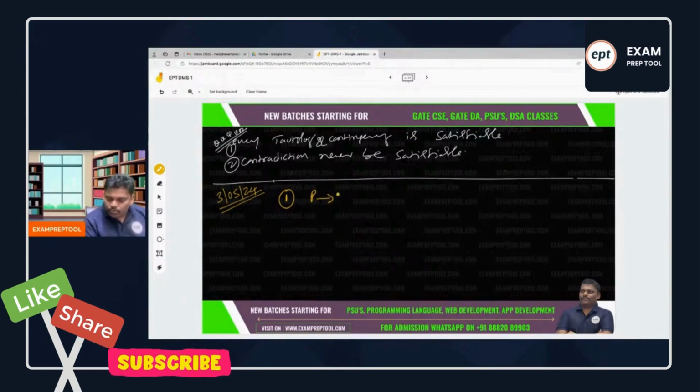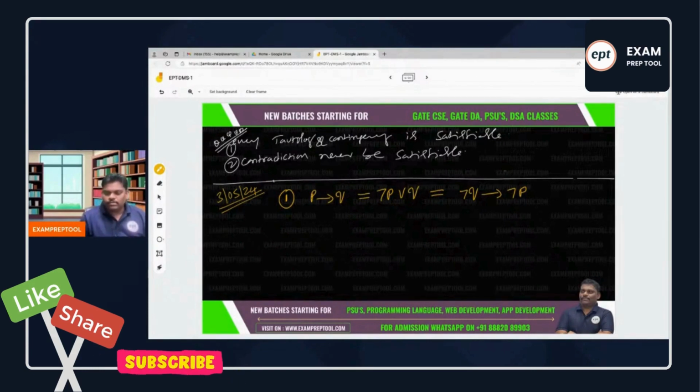P implies Q is equal to negation P or Q, which is equal to, as you know, negation Q implies negation P. First do the inverse, then do the converse. Right, fine. Everyone knows this.